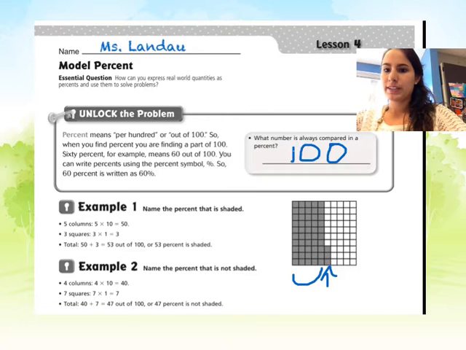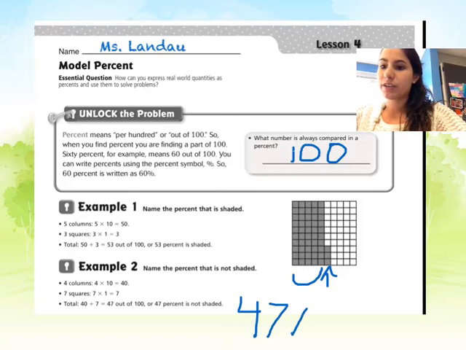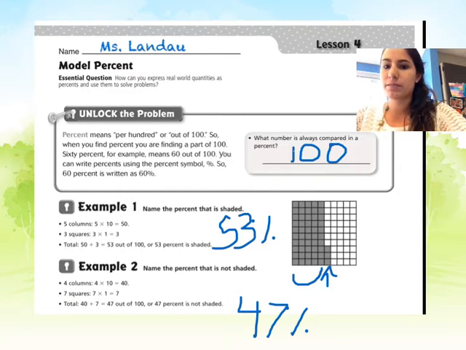Example 2, name the percent that is not shaded. So if 53% is shaded, then we can subtract, or we can just add up all the white squares and we would get 47% is not shaded. So I'd like you to have on your paper this 53% that is shaded up here, and then 47% representing the amount that is not shaded.